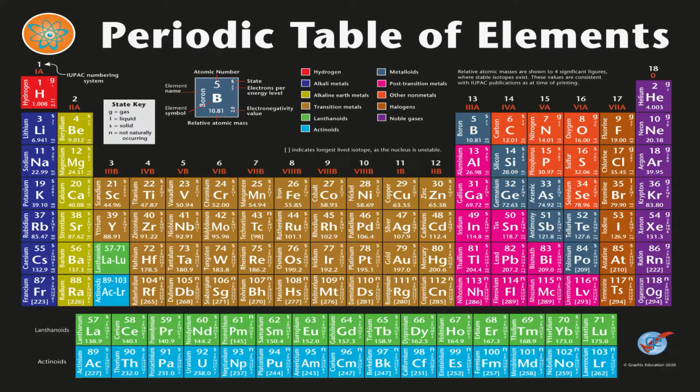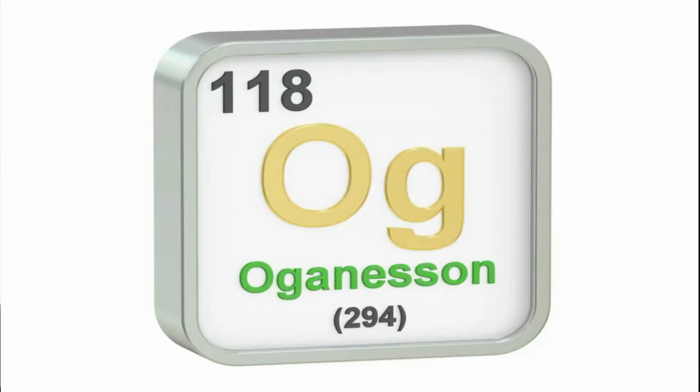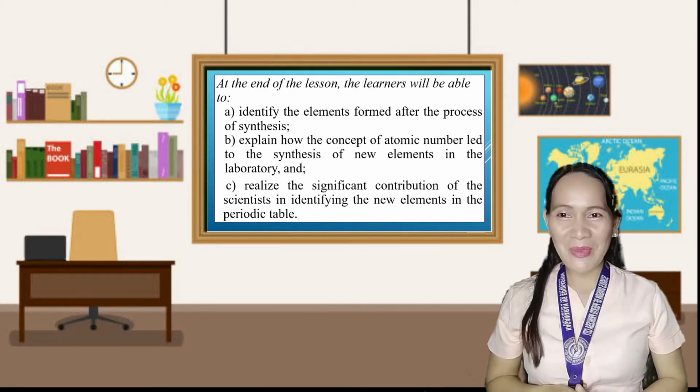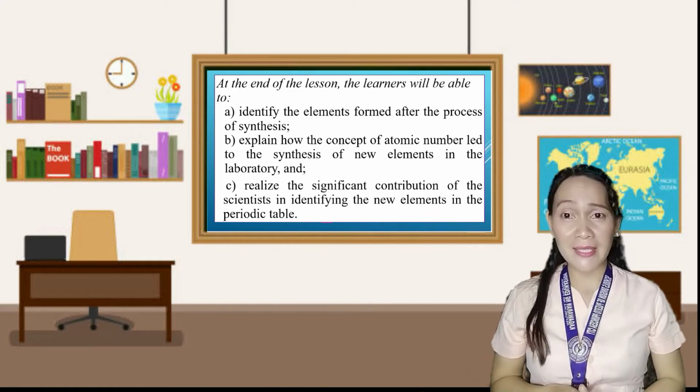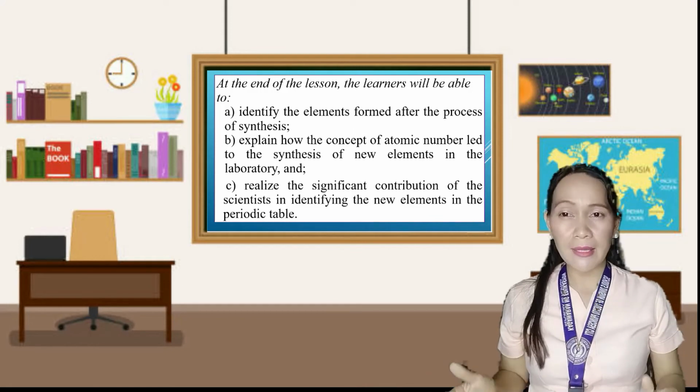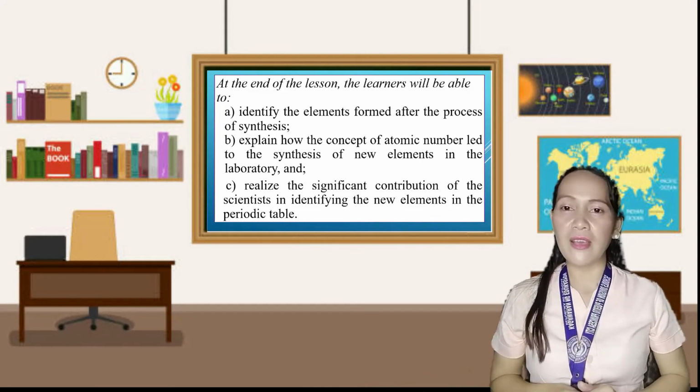The modern periodic table that we have today has up to 118 elements. Oganesson 118 is the heaviest element known so far. However, maybe soon, some of you will become a physicist or scientist who will strive in the field of nuclear physics and can synthesize elements heavier than Oganesson.